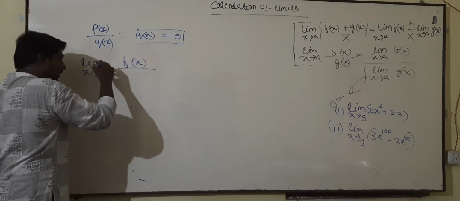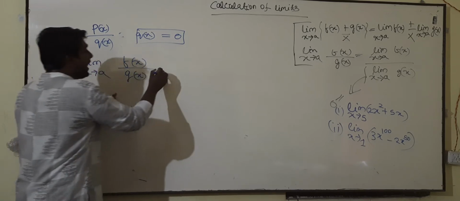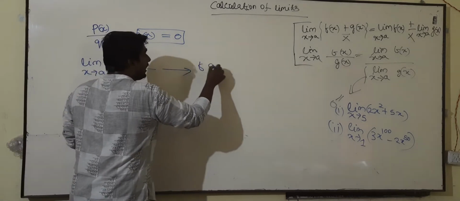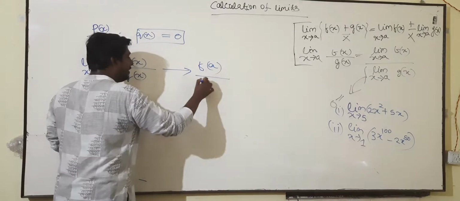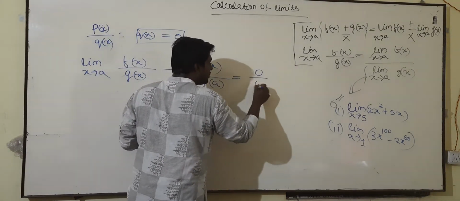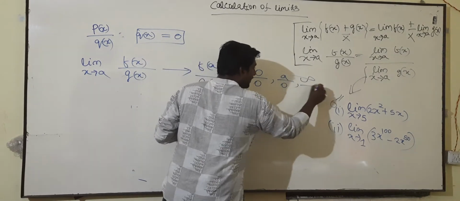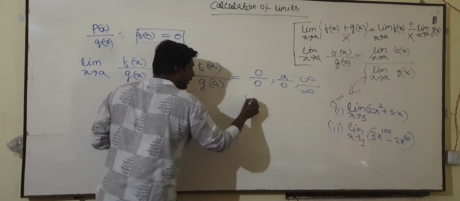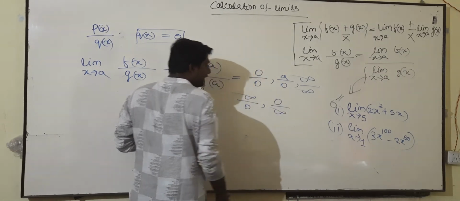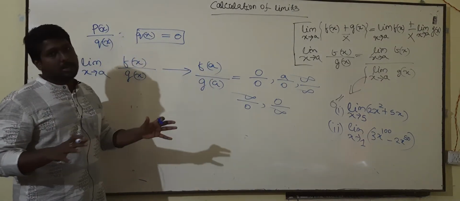Now if a limit comes in such a way that limit x extends to a of f of x by g of x is there, such that if we enter the value in place of x, we get f of a by g of a, and the value comes in the form 0 by 0, or a by 0, or infinity by infinity, or infinity by 0, or 0 by infinity, then all these forms are called non-determined forms.